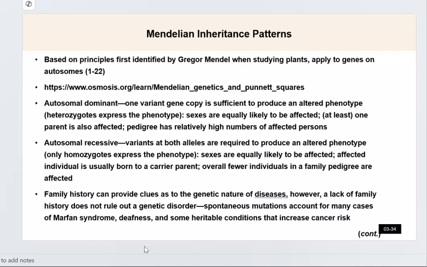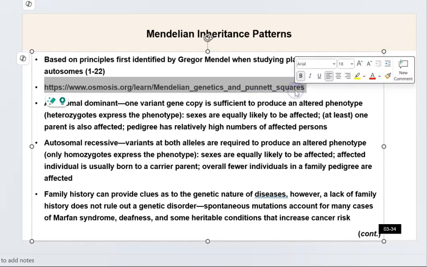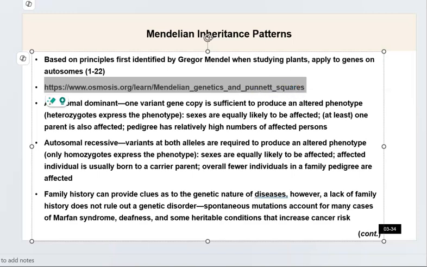All right, let's review some of the Mendelian genetics and Punnett squares. And again, we have a great option here in Osmosis to give us a nice refresher and explanation of what that means.